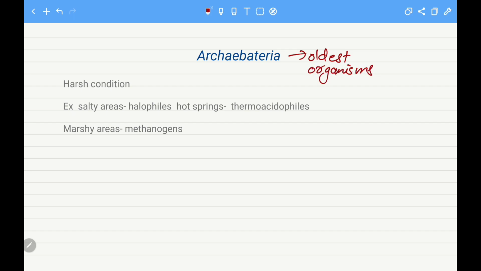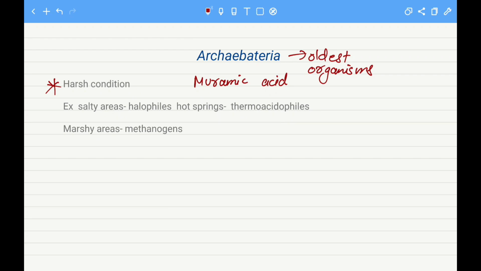And these organisms are slightly different from prokaryotes, but still they are present in kingdom Monera because of the highly similar structure they have with bacteria. They are present in harsh conditions. That's why they are termed archaea, and they have a special type of cell wall known as muramic acid cell wall, the cell wall in which muramic acid is present, which helps them to survive in harsh conditions.